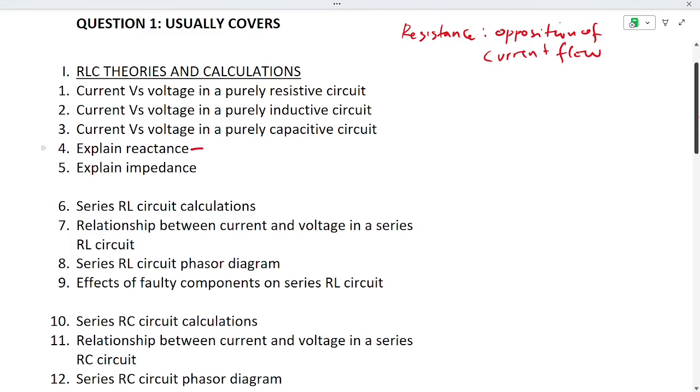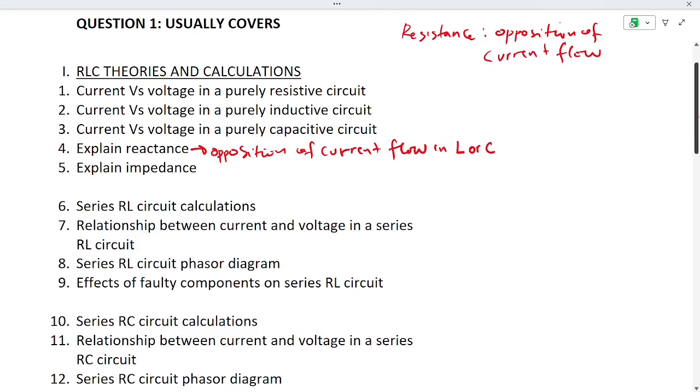So with inductance, we also know that reactance is the opposition of current flow in an inductive circuit or capacitive circuit. So that's actually the definition. Here the focus is more on the circuits, inductive circuits.